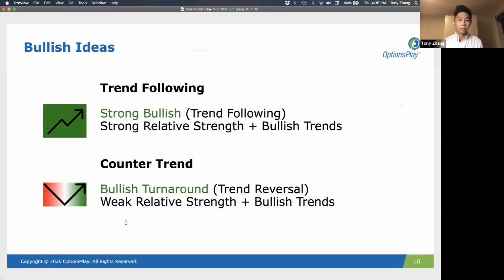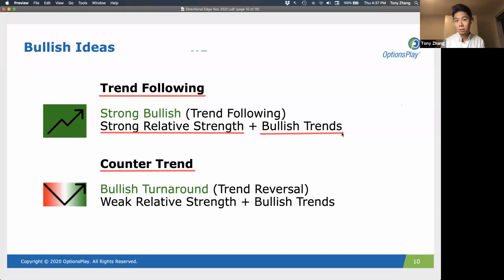Generally speaking, as a trader, we have two general categories of stocks that we want to identify when we're looking at technical analysis. That's either a trend following method or a counter trend method. You're either going along with the trend or you're trying to find stocks that are bucking the trend. When we talk about trend following stocks, these are stocks that are exhibiting strong relative strength, meaning they're outperforming the broader market, and they're exhibiting bullish trends. So the relative strength and the trend of the stock itself are all trending in the same direction.